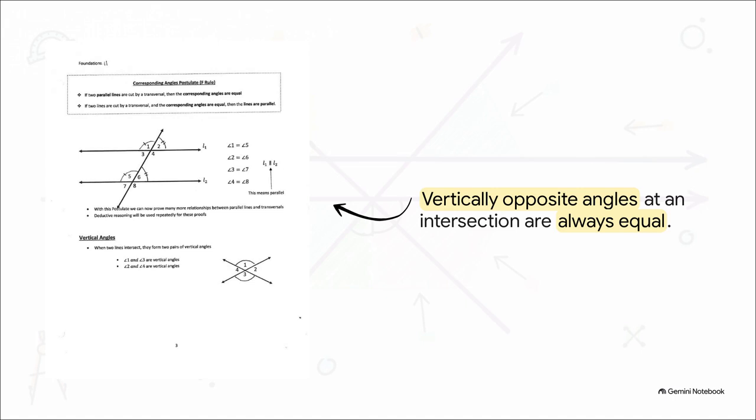Now, before we compare the top intersection to the bottom one, let's look at a basic rule. Looking at just a single intersection, we find this fundamental truth. Vertically opposite angles are perfectly equal. When two lines cross, the angles directly facing each other, kind of like a mirror reflection across the vertex, have the exact same measurement. Keep that in your back pocket because it's absolutely key to everything else we're about to see.